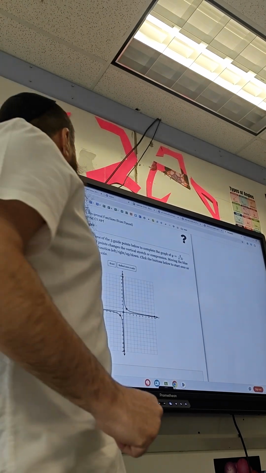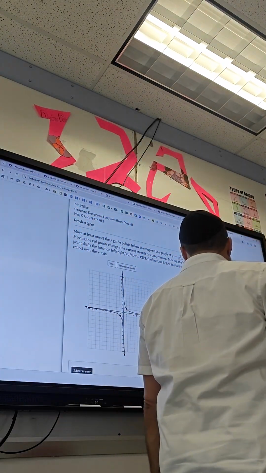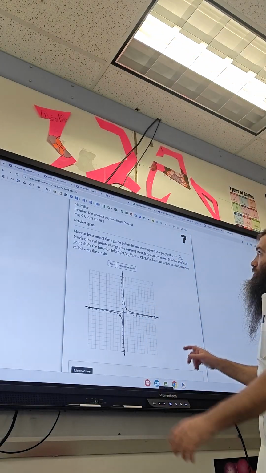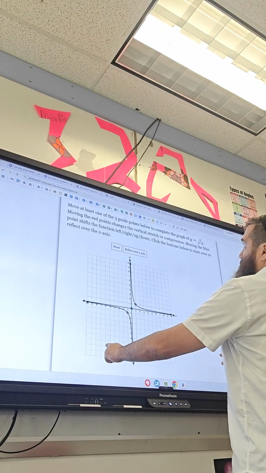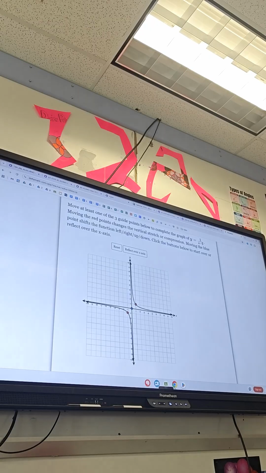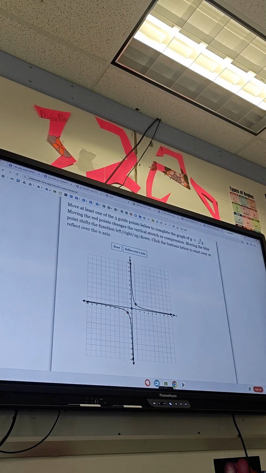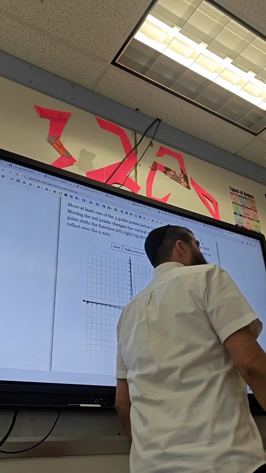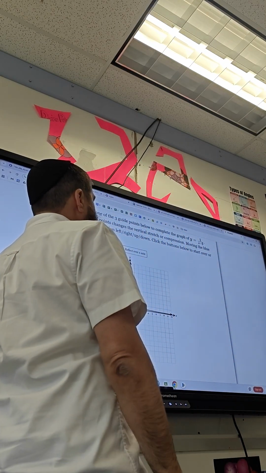Again, just because this is a little different, especially for people who aren't so tech savvy. So move at least 3 guide points below to complete the graph. Y equals 2 over x plus 6, x minus 6. This is a reciprocal function.